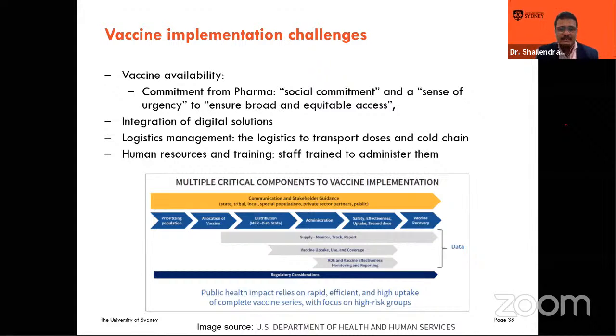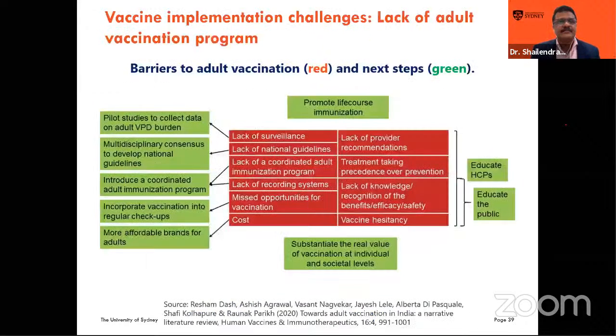This is from the US Department of Health Services. You have to prioritize the population first, allocate the vaccine, distribute it, administer the vaccine, then look at the uptake on the second dose, and then look at where we can have the recovery. At the same time, track the supply, look at the uptake, and monitor the adverse events, because these are all new vaccines for all of us.